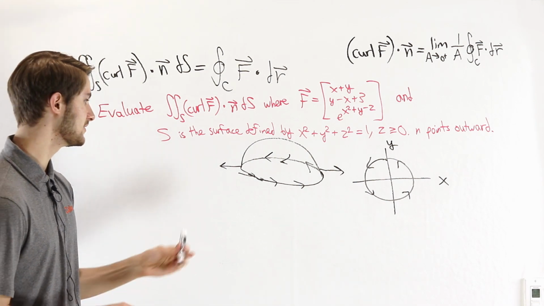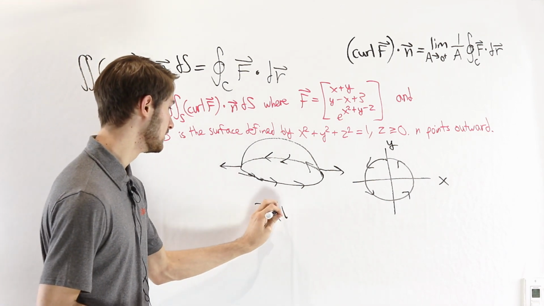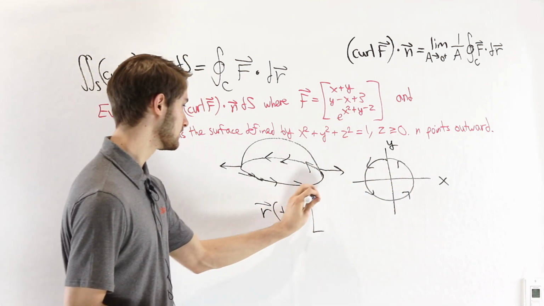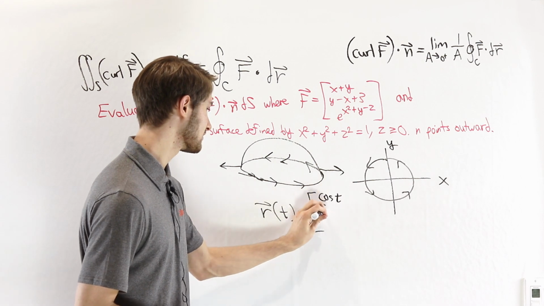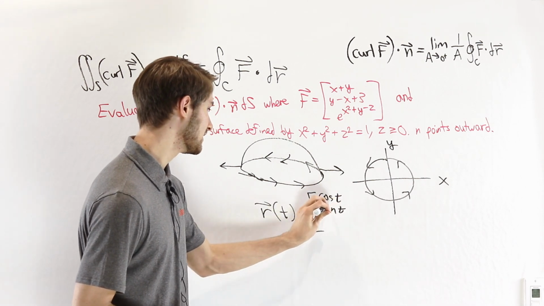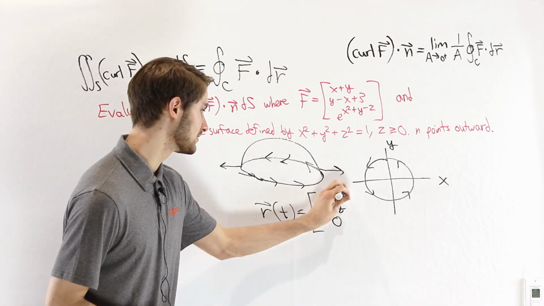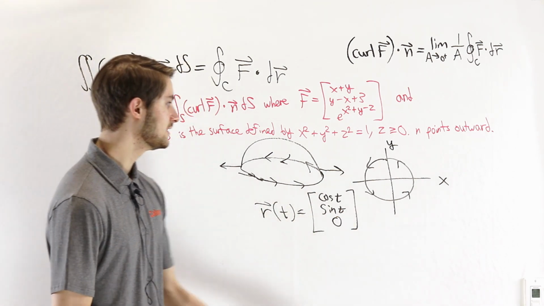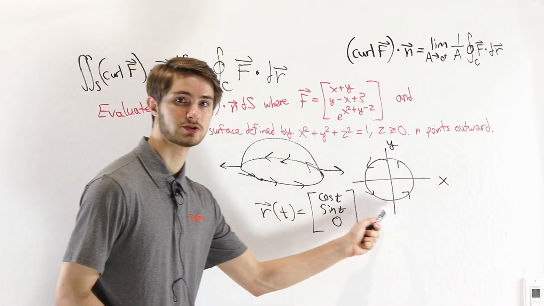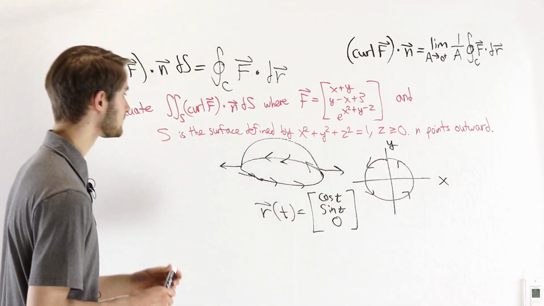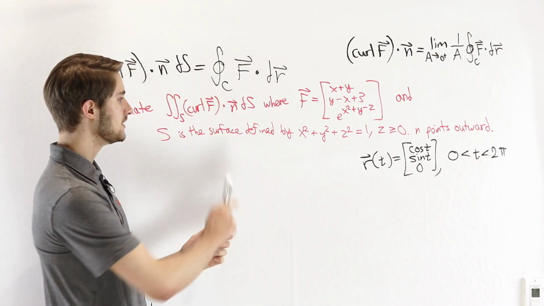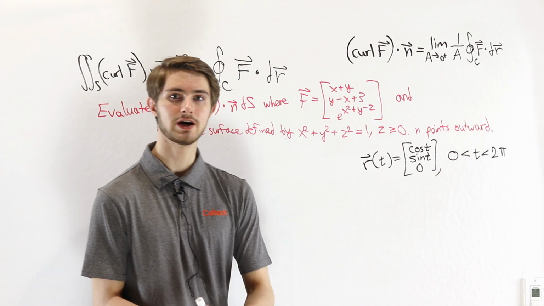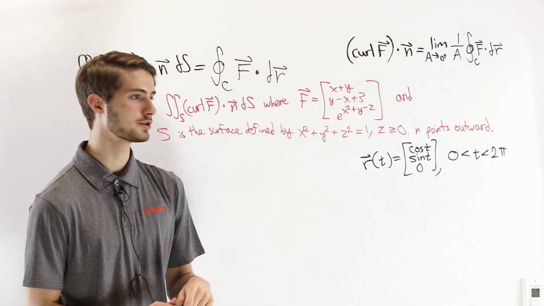If we want to parameterize this, it's going to be pretty simple. r(t) equals, well, for the x and y value on a circle, we want cosine t for the x value, sine t for the y value, and at the boundary, z is going to be 0. And this works for us because cosine and sine start at 0 and move counterclockwise around the circle. So now we've defined the curve that we can use for our line integral, and we also know that t is going to go between 0 and 2π because we're going all the way around the circle.